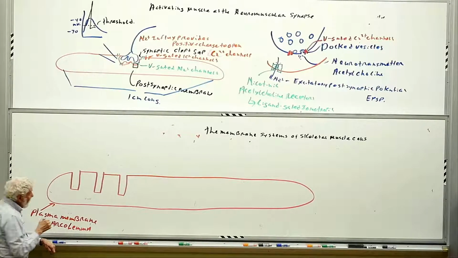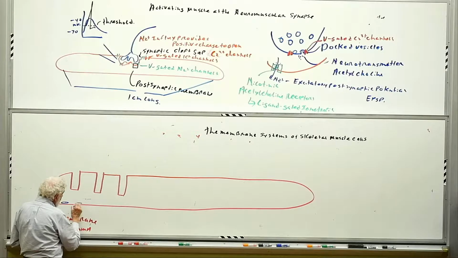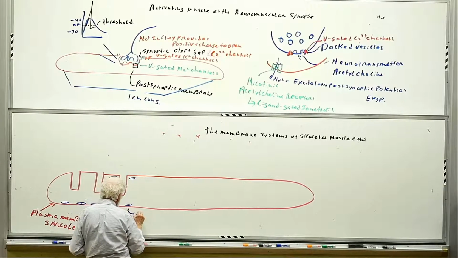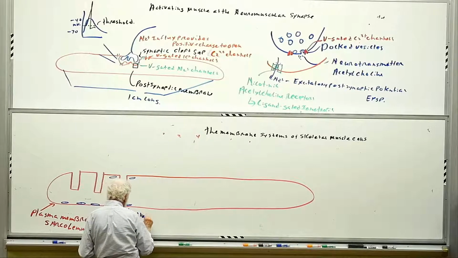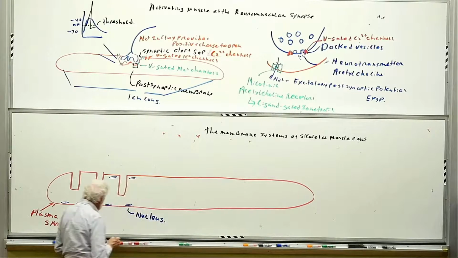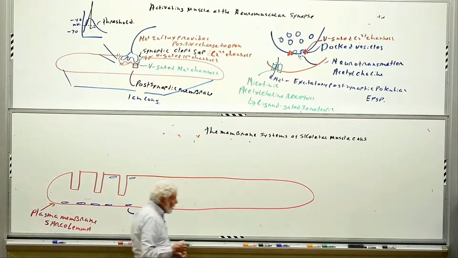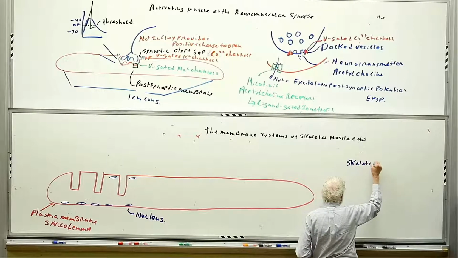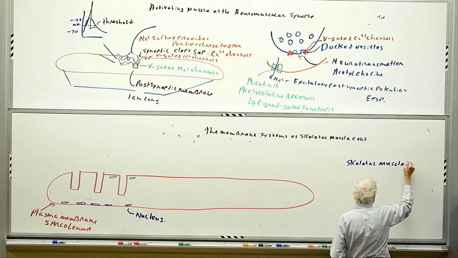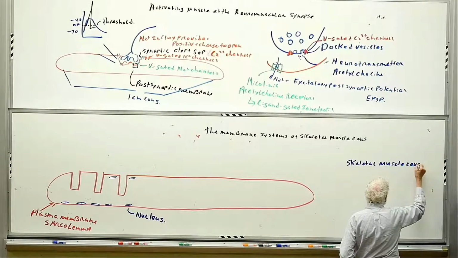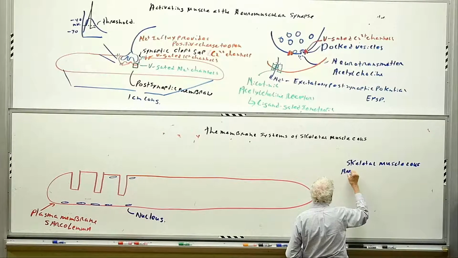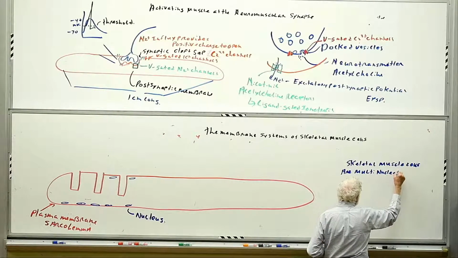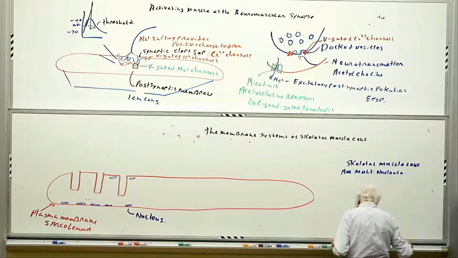The other point I wanted to make here is that when we look at this cell, we'll see hundreds of these nuclei. So each one of these blue ovals is meant to be a nucleus. So what we can say, and we'll spell it out over here, is that skeletal muscle cells are multinucleate. That just means they have lots and lots of nuclei.